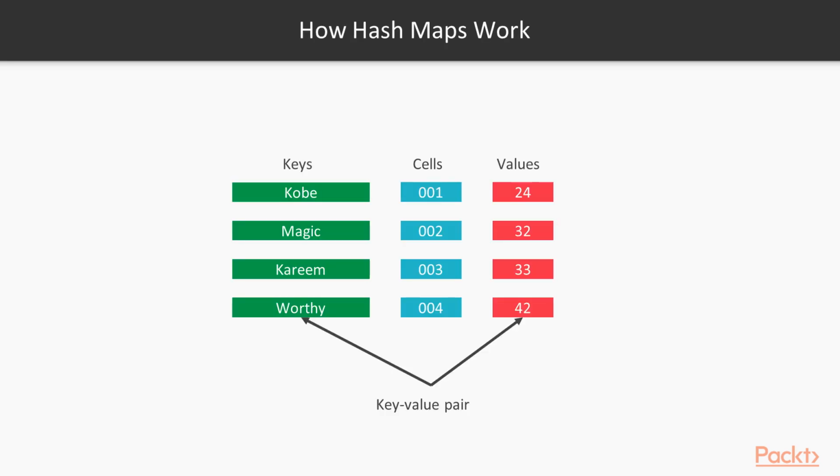So let's look at how hash maps work. A hash map stores its data in a series of cells, similar to an array. A hash map function is used to determine which cell each key is stored in. In some cases, a single cell will contain an array of keys. This is done automatically by Java to prevent data collisions, and it is not something that we as developers need to necessarily be concerned about.